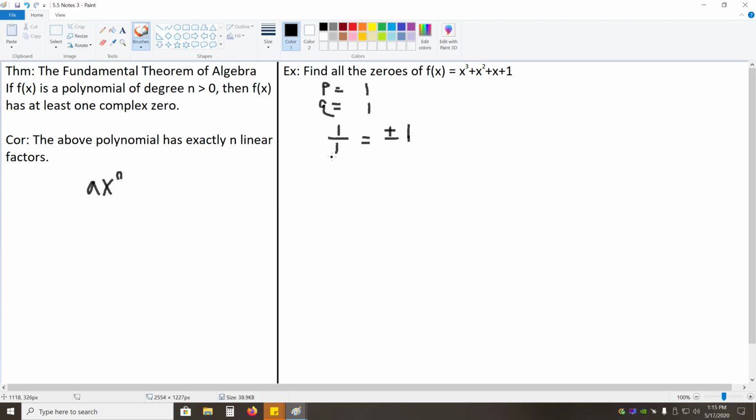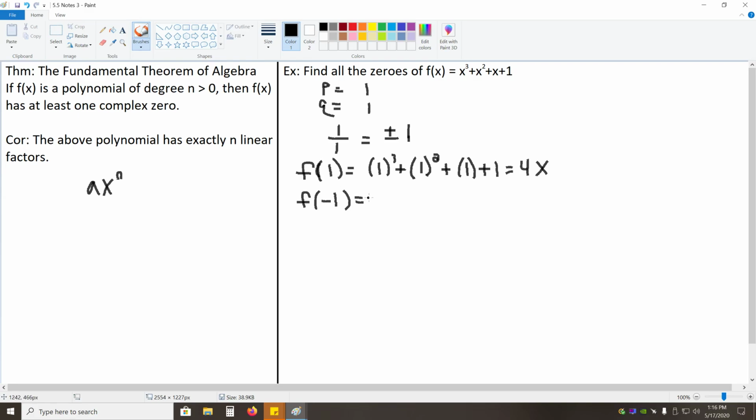So plugging these in, if we evaluate f of 1 and f of negative 1, and again, you could do this with synthetic division if you prefer. When we plug in 1, we get 1 cubed plus 1 squared plus 1 plus 1, which when we evaluate this, we get 4. That is not 0, so 1 is not a rational 0.